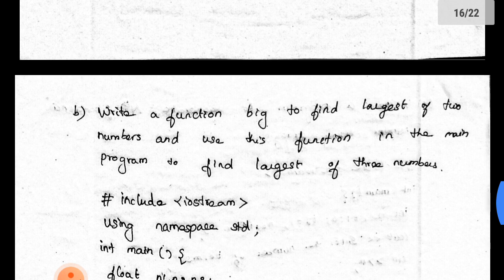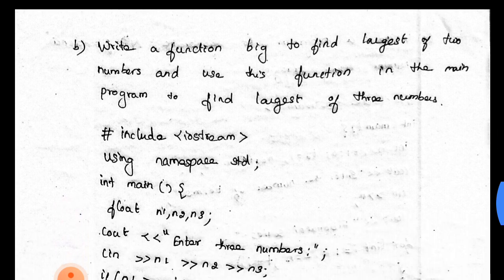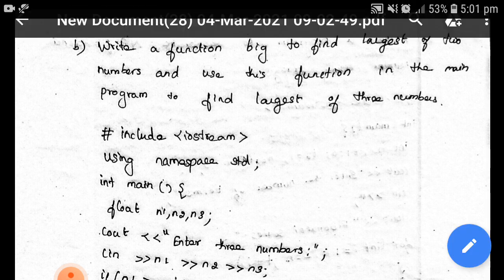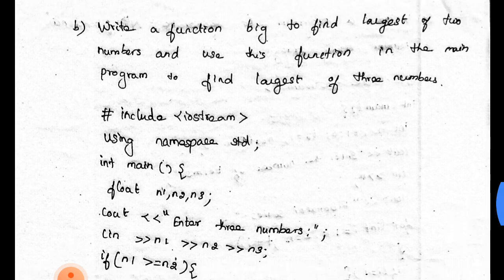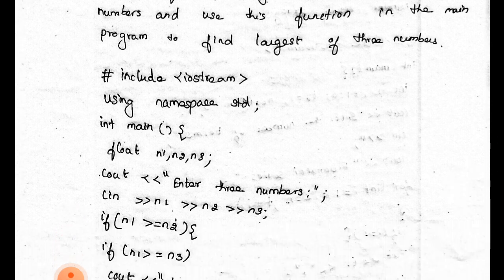Then next question, write a function big to find the largest of two numbers and use the main function to find the largest of three numbers. Here we use the library function, then the main function. In the main function a float number declaration is taken, then enter three numbers. So we can enter three numbers.